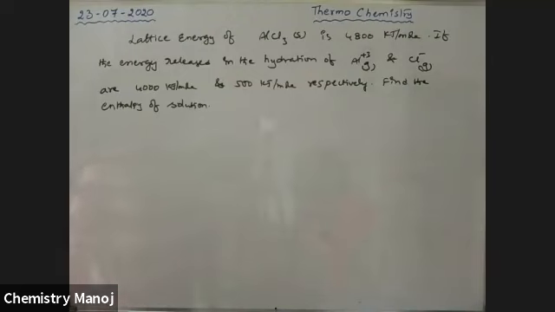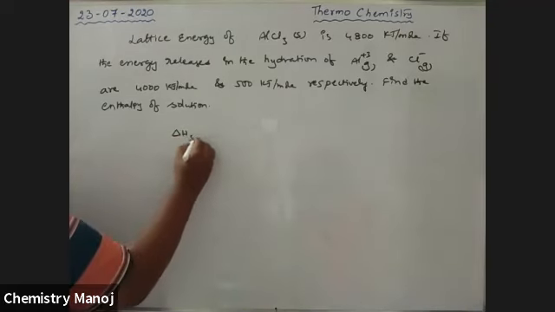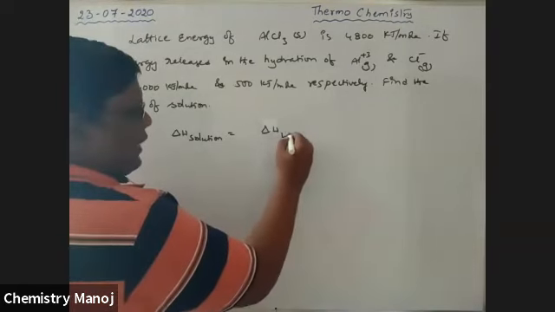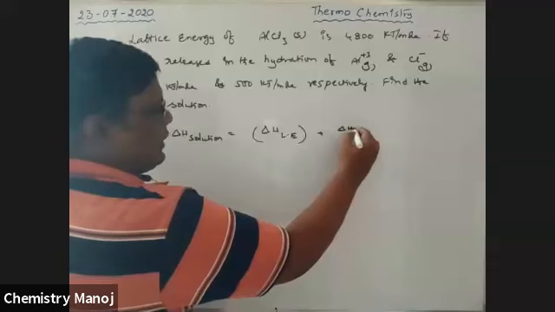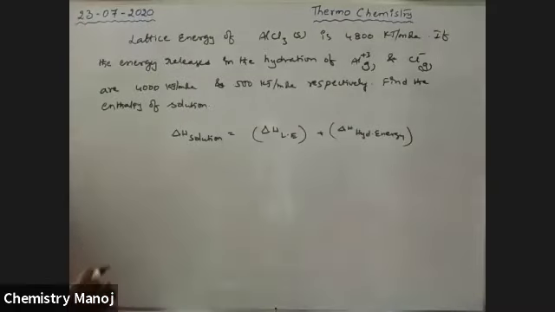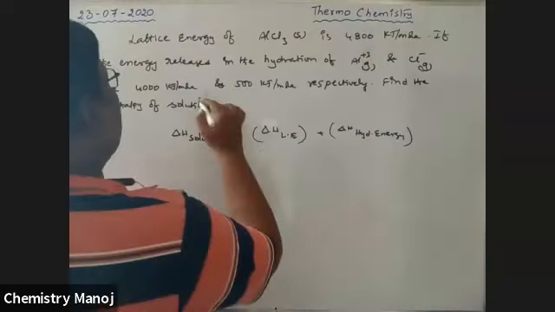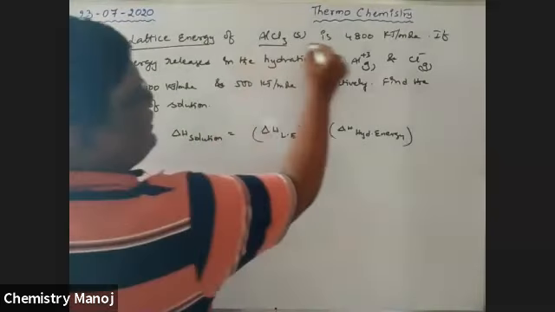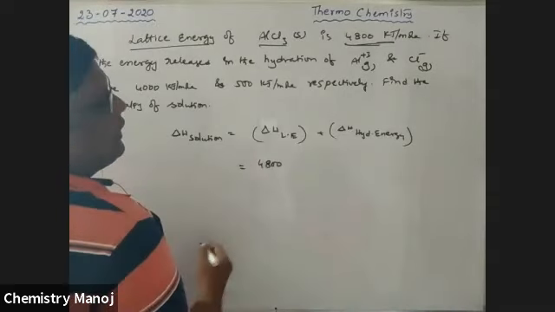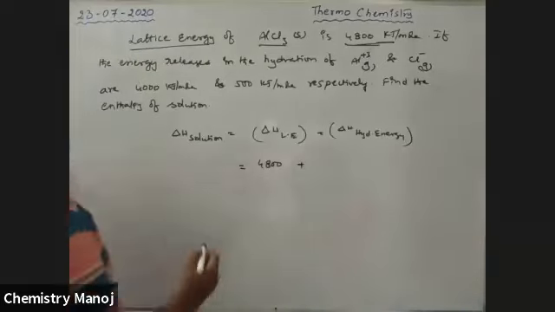Okay. See here. Enthalpy of solution is nothing but delta H solution. Delta H solution is equal to delta H lattice energy plus delta H hydration energy. It is the formula. So you want to calculate the enthalpy of solution. Already the lattice energy value is given to you. The lattice energy of AlCl3 is 4800 kilojoules, plus the hydration energy.